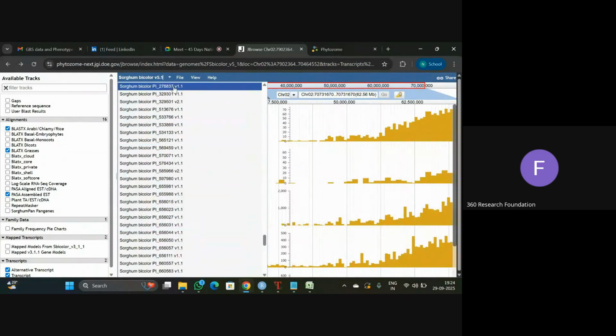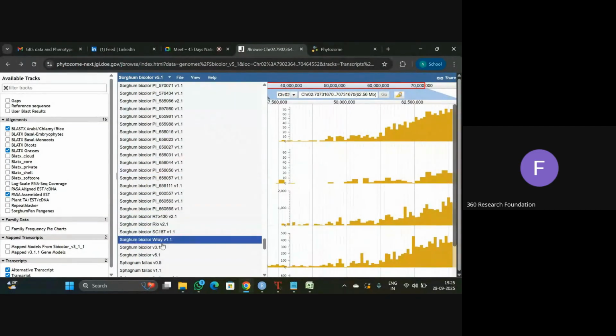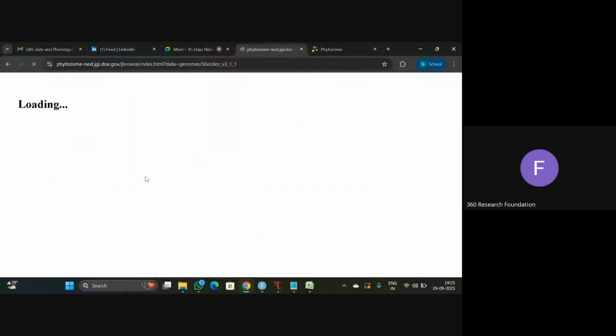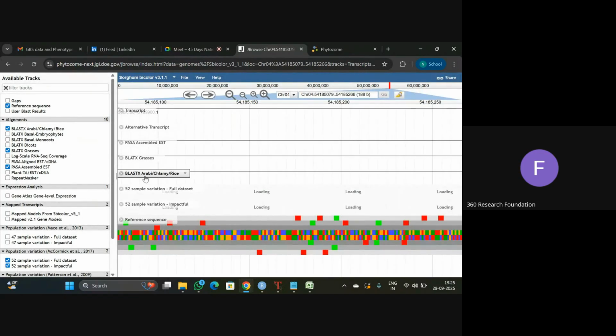Yeah, so just here you can see the genome assembly version based on the accessions. So here you can see the accession numbers. This 1.1 version only, but with different accessions. And 2.1 with different accessions. But after 2.1, they are releasing the single version only, 3.1 single version and then 5.1. Earlier they used to release accession wise.